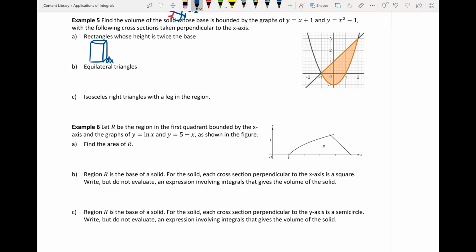Now let's take a look at our picture on the very right hand side. y equals x plus 1 is here, and y equals x squared minus 1 is there. So if I'm looking for the base, this is going to be determined by top minus bottom, which is x plus 1 minus x squared minus 1. And that is going to be the base. And if we want to know the height, it's going to be twice that.